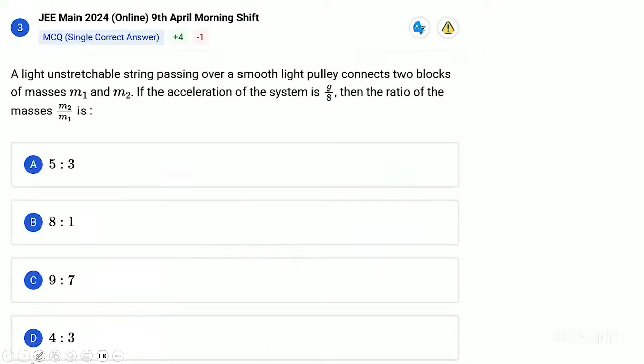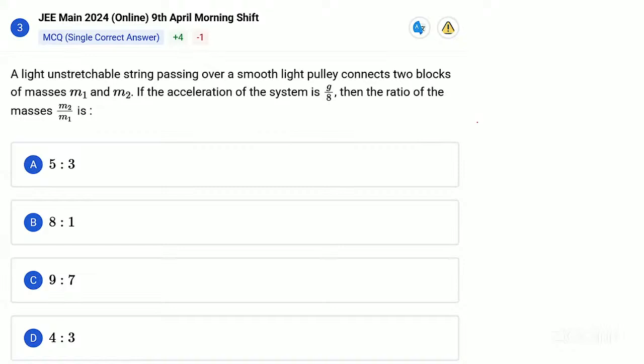Now this one, अब देखो ये पुली वाला क्वेश्चन. A light unstretchable string, which is nothing but the ideal string, passing over a smooth light pulley. A smooth light pulley यानी कि ideal pulley connects two blocks of masses m1 and m2. If the acceleration of the system is g by 8, then the ratio of masses m2 by m1 is.